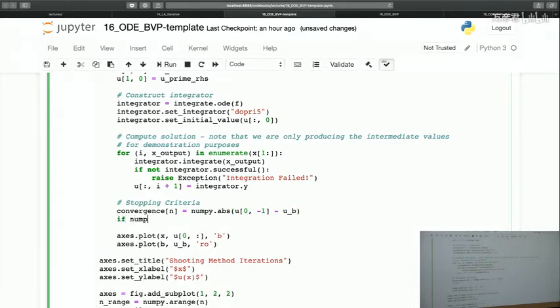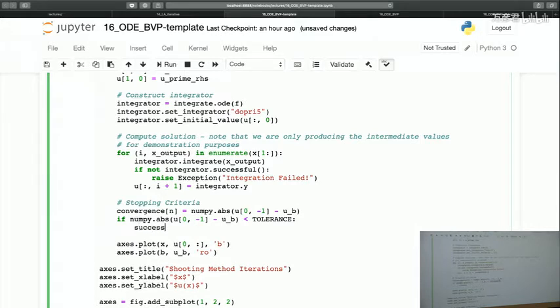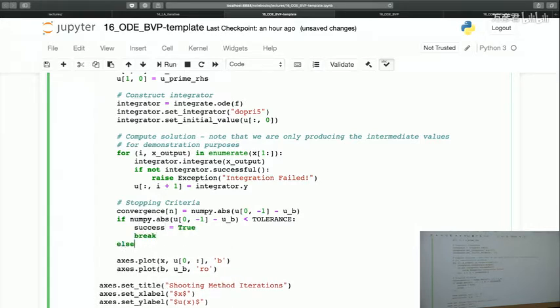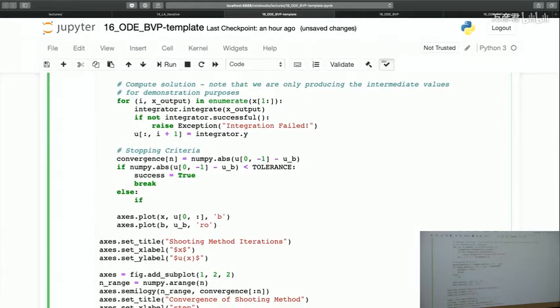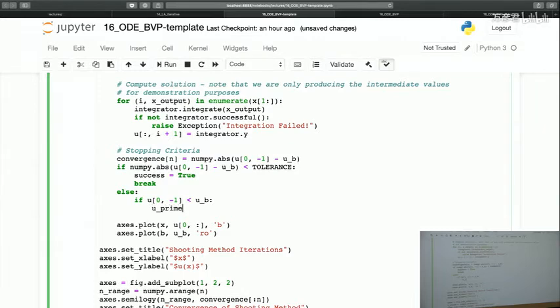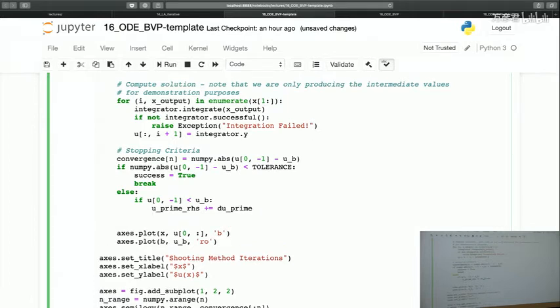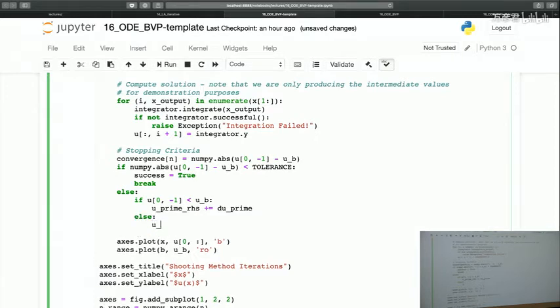And then we're going to check it. So if the difference, basically the same thing, is less than our tolerance, then we're successful. So we're going to break out of the loop. Else we have to actually guess a new right-hand, like the u prime part of it. The way we're going to do that is we're going to say if u0, -1 is less than ub, that means we were too low. We're going to add du prime to it. So that means we're going to go up. So this is a bisection method here. Else we're going to go down.